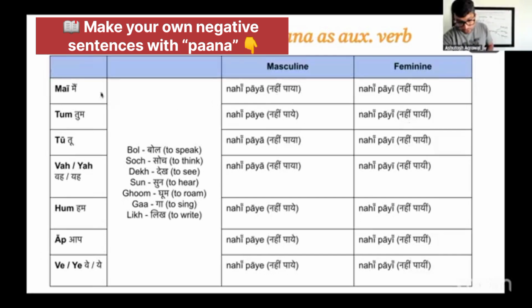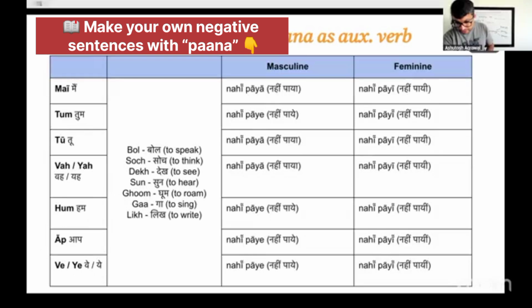Right? So for all the respective pronouns, you will have pronouns in the first column. This is just the base stem of the main verb. Bol, soch, dekh, sun, goom, ga, and lik. When you are saying it for yourself, masculine singular, nahi paya. For feminine singular, nahi pai. Okay? So this is just a small table for you to practice with. I want to spend at least a few minutes here just so that you guys can all be comfortable on this one.